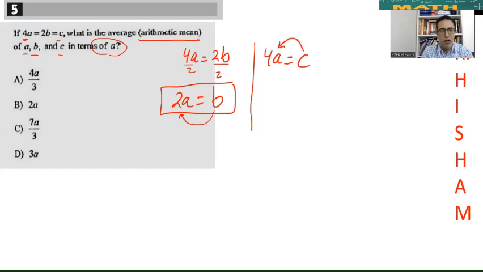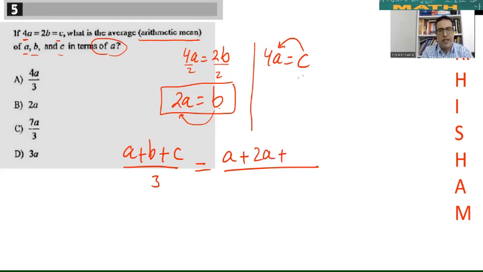So what is the average? Average is a plus b plus c over 3. a is a, b is equal to 2a in terms of a, and c is equal to 4a. The average of 3 numbers is the sum of the 3 values divided by 3. So it's 7a divided by 3. So the right answer is C.